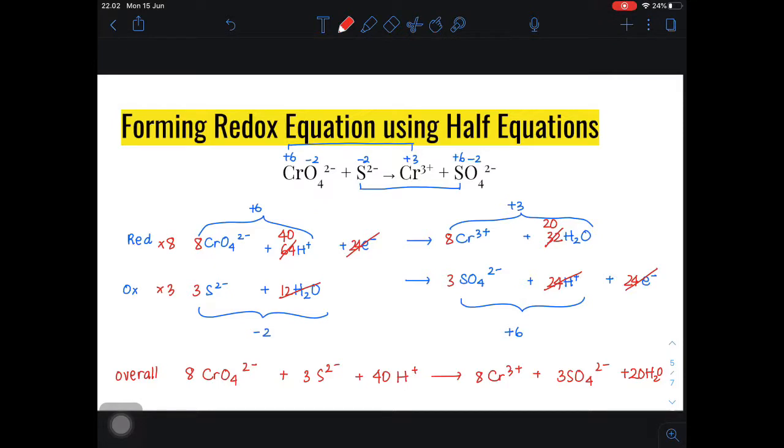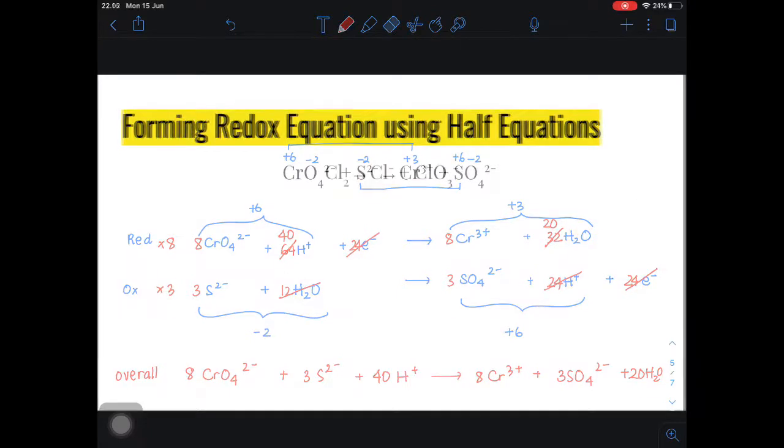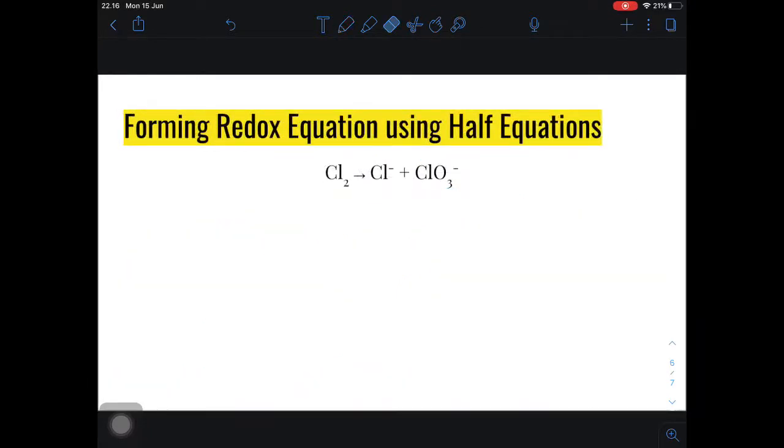And that's how you balance a redox reaction. Now let's solve this problem. Pause the video if you need time to solve the problem on your own. Okay, so it gets a little bit different where we only have one substance on the left, but we can still do the balancing using the same method.